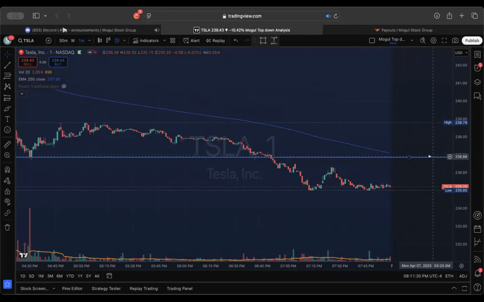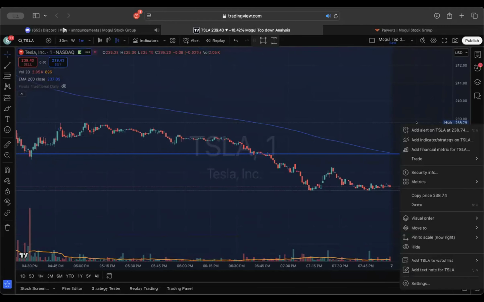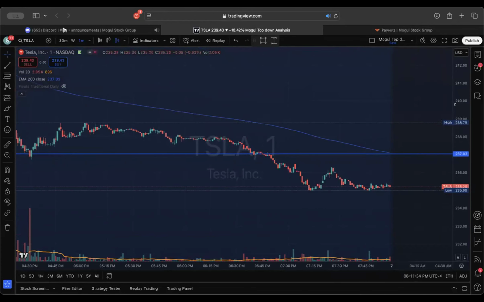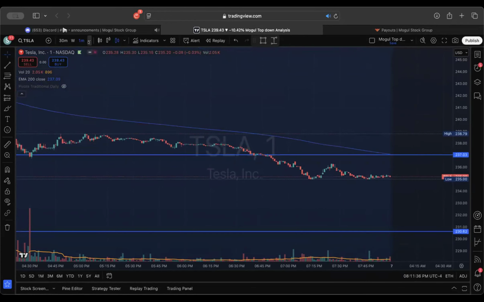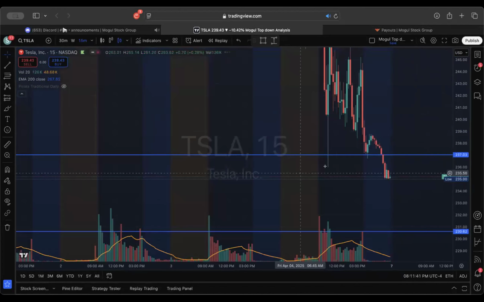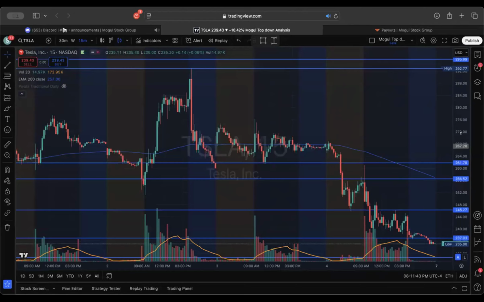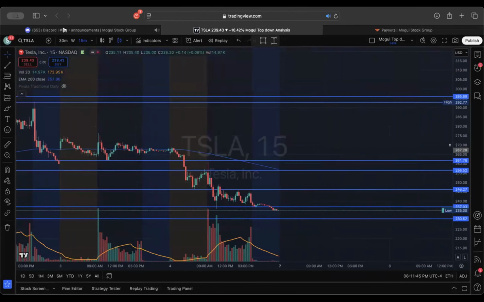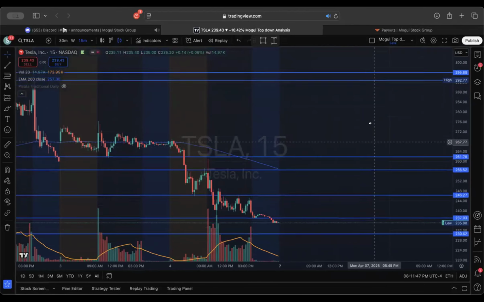Okay, if you want to get a little bit more precise, move this here. So let's see. One minute's too much noise, but let's look at this on a 15 and kind of start to paint a picture. How does this look to you guys?